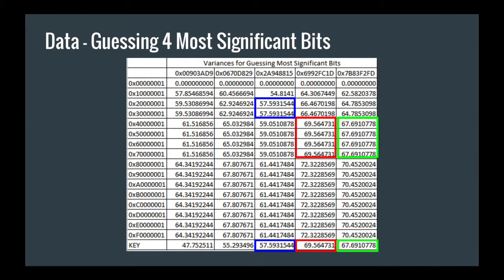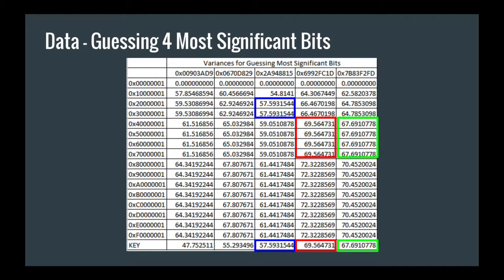Then we shifted our focus to guessing the 4 most significant bits. One thing we noticed was that the variances for some of the guess keys were exactly the same as the variance of the actual key. By only selecting the candidates with the exact same variance values, we can reduce the search space for a brute force attack. For example, on average, there are 3 candidate keys that have the same variance as the actual key. Having 3 possible values for the 4 most significant bits, and knowing that the least significant bit is 1, we can reduce the search space by 90%.